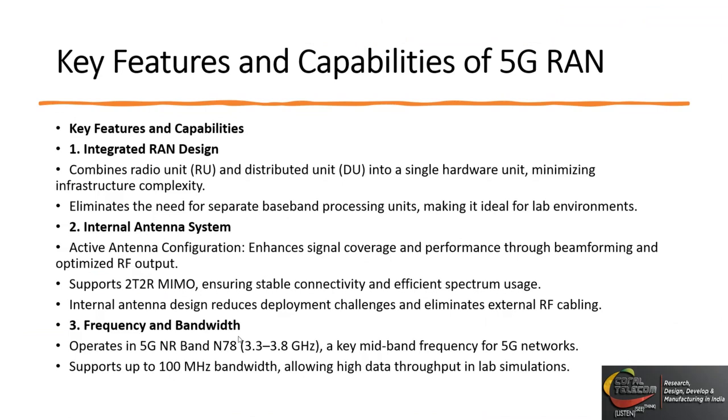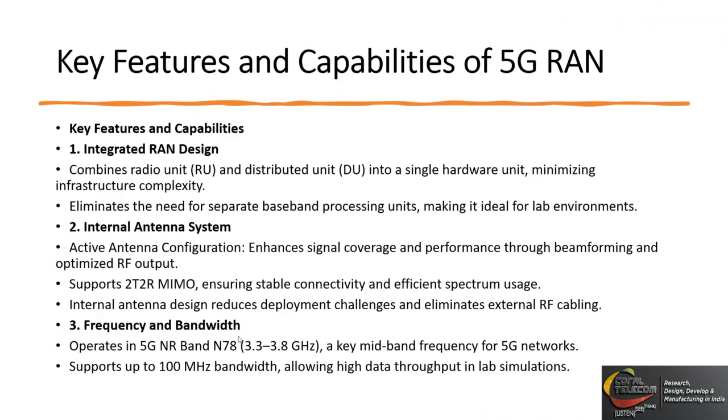So if you are going to deploy the distributed architecture, then you need all this RF cabling and these types of work you have to do. In the integrated network, you don't have to do anything. You just put your hardware, connect it with the network and with the core network, and it starts working.